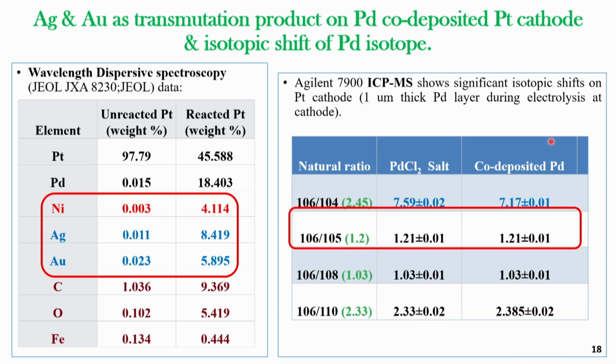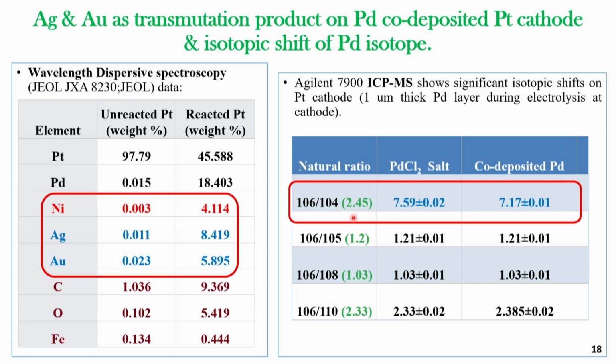So here we can see the palladium, which was coated on the platinum cathode during the electrolysis. So basically, we dissolved that. And if you look at the 106 to 104 palladium ratio, unfortunately, we still don't know the reason why we couldn't measure even the natural value of this ratio. It was kind of absurd, but we were able to measure the natural values of other isotopes.